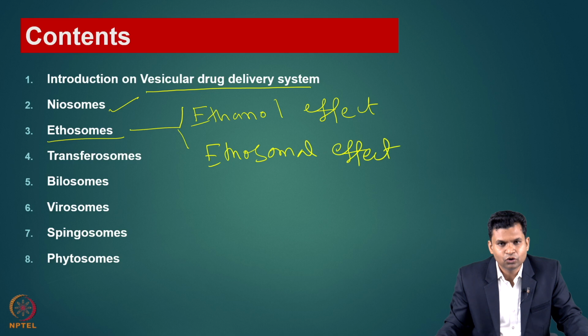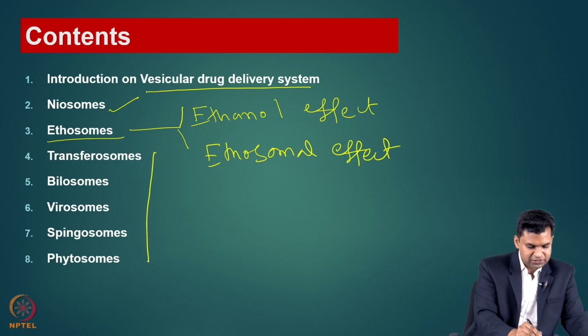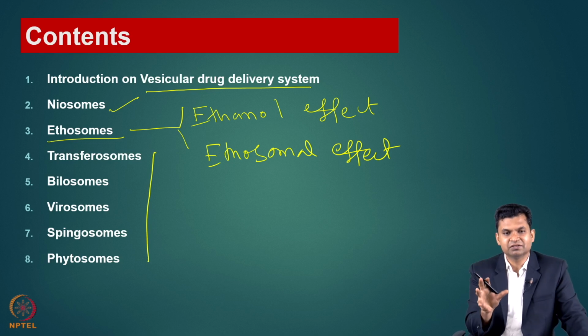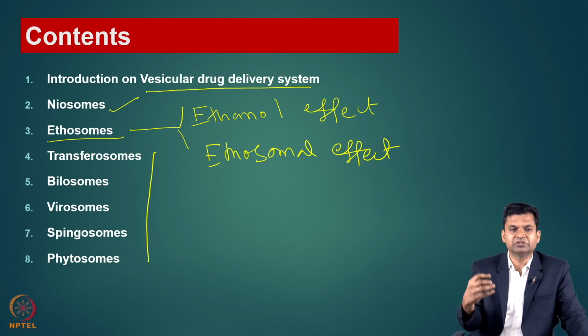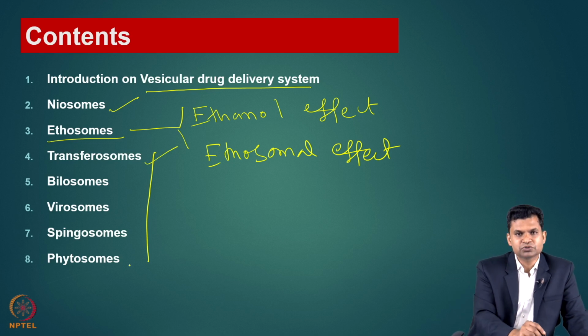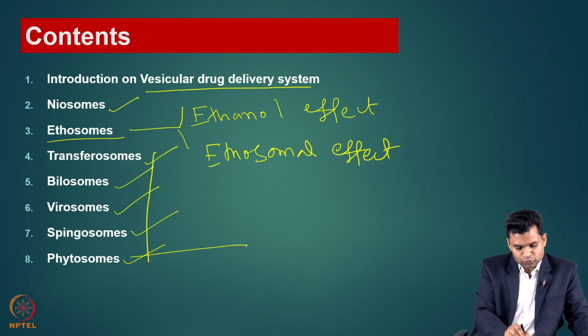So, today we are going to see the remaining carrier systems. Here we will briefly discuss what these vesicles are, their importance, the mechanism, and the components involved in the preparation of the vesicular systems. We will start with the transferosomes, then we will see the bilosomes and the virosomes, then sphingosomes, and the last one is the phytosomes. These phytosomes we will discuss with one case study.